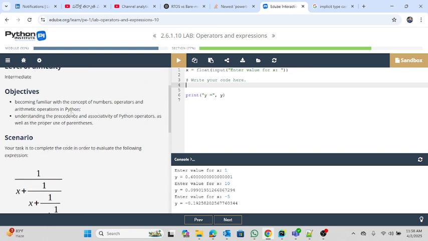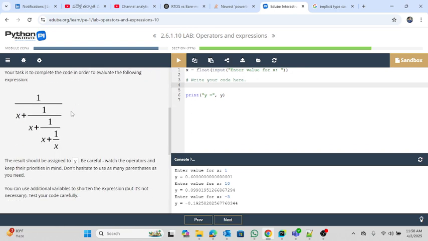Okay. So here he is asking us to evaluate this expression by giving some x value and print the y value. So here he is asking to write the code. We can evaluate this expression using the brackets. Okay, so let's try that.